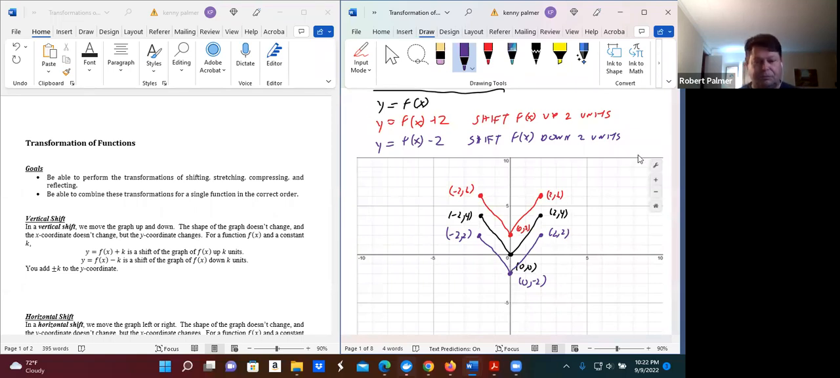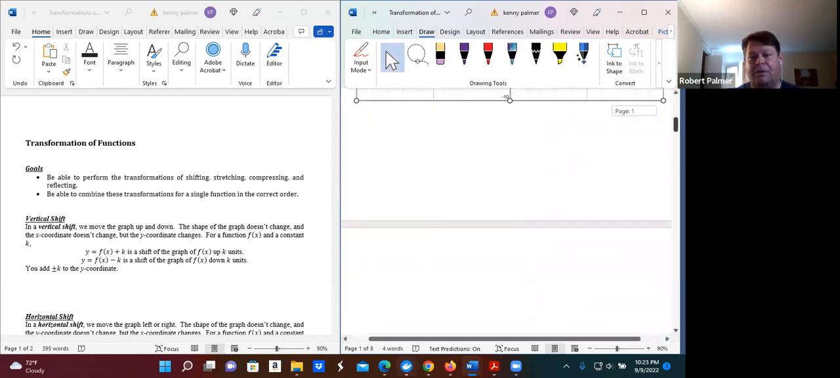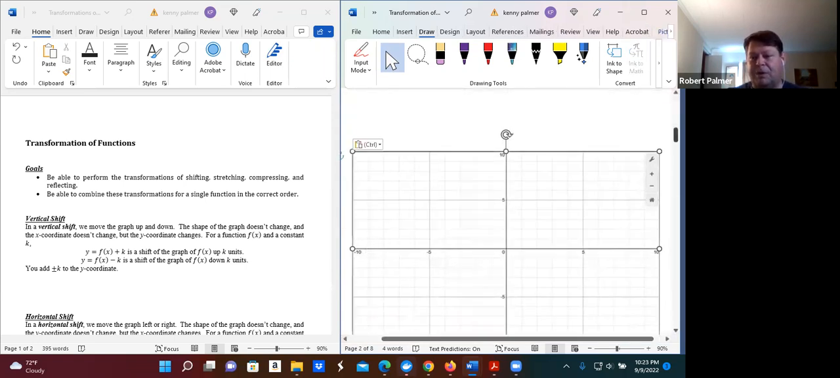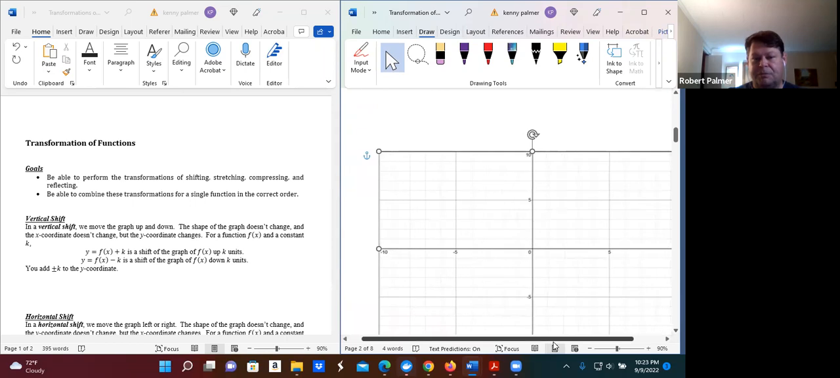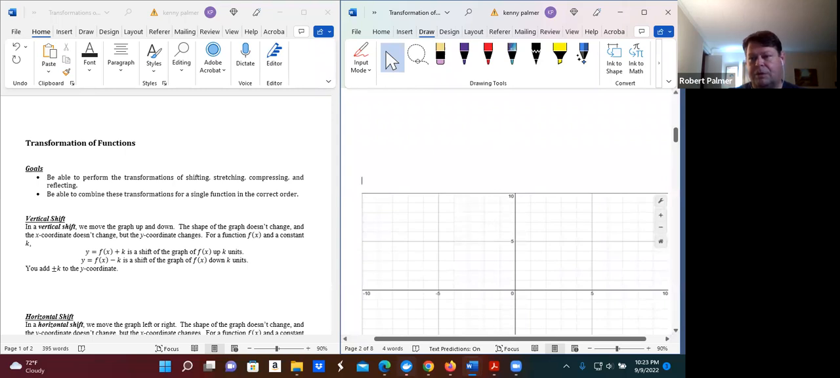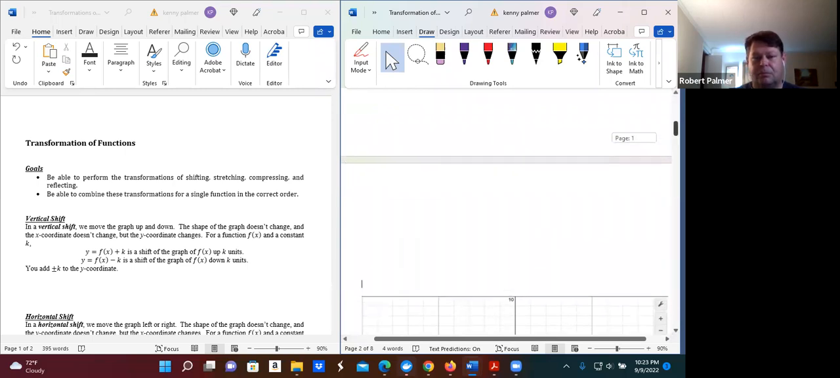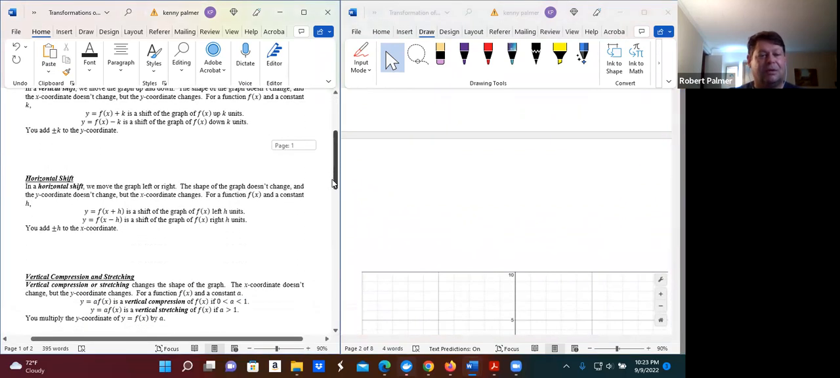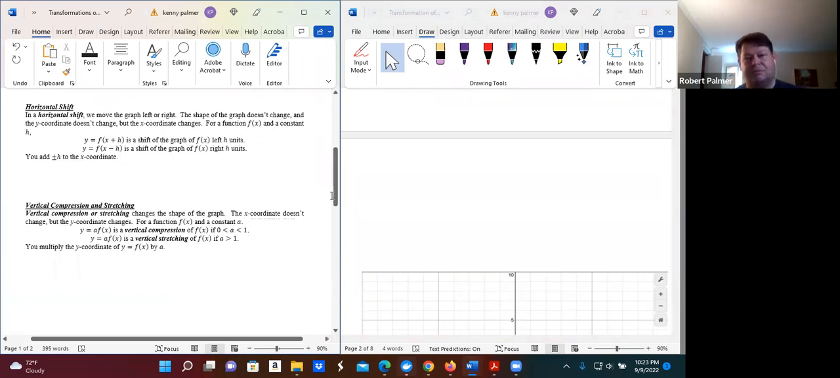Now, let's go down. And let's do that again for a horizontal shift. We'll explain what it is, and then we'll do some examples. In the same way, let's come back over here to the left, and this will explain what a horizontal shift is.